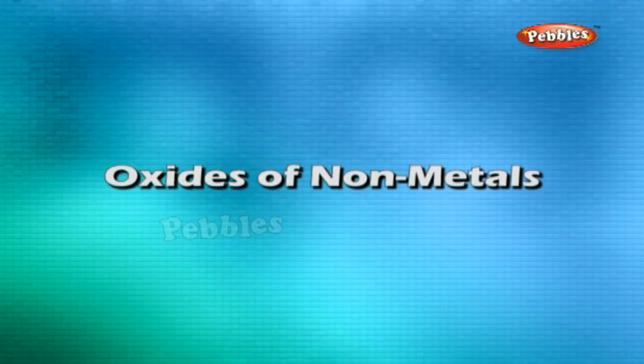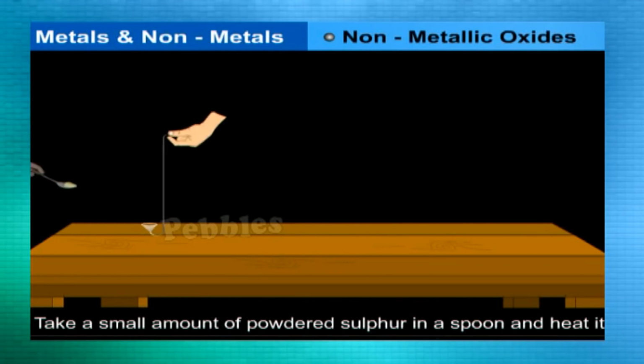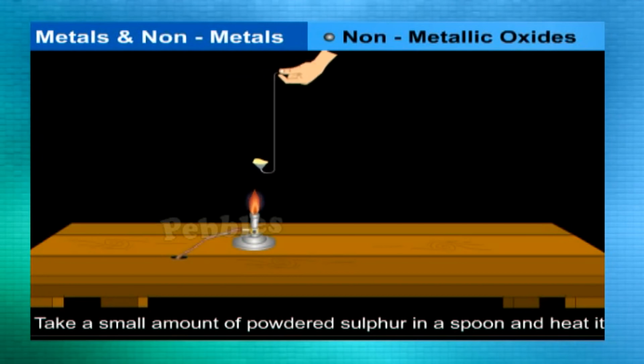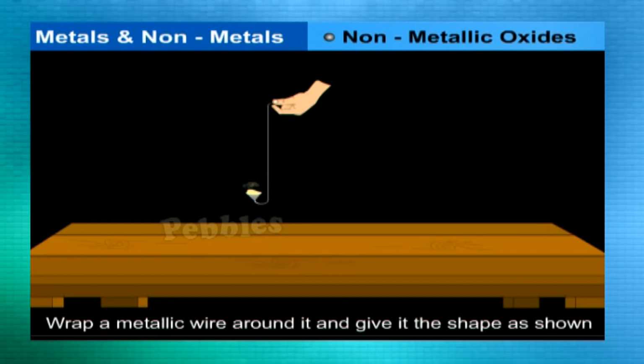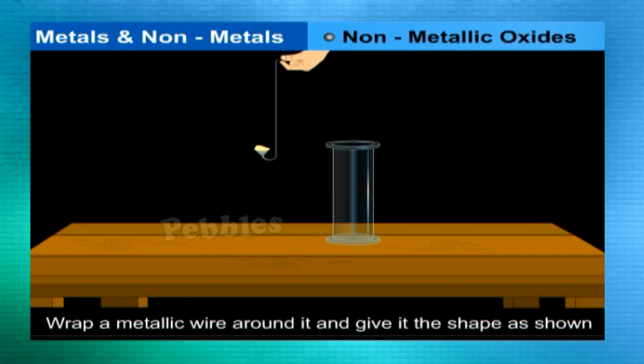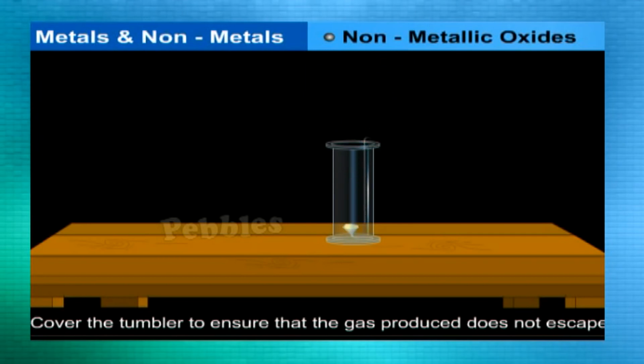Oxides of nonmetals. Take a small amount of powdered sulfur in a deflagrating spoon and heat it. If a deflagrating spoon is not available, you may take a metallic cap of any bottle and wrap a metallic wire around it and give it the shape as shown in the figure. As soon as sulfur starts burning, introduce the spoon into a gas jar or glass tumbler. Cover the tumbler with a lid to ensure that the gas produced does not escape.